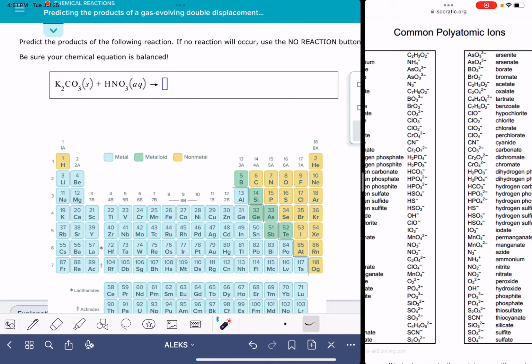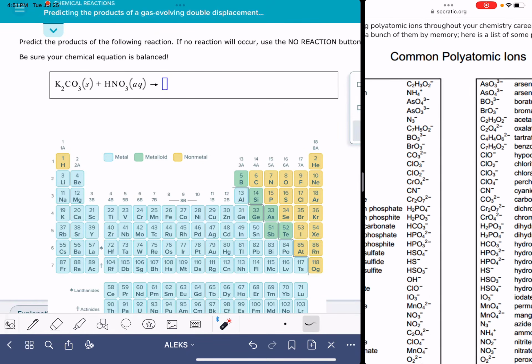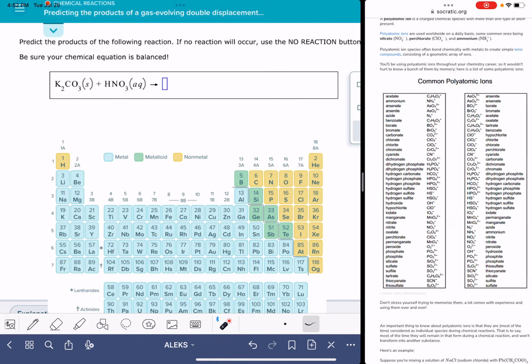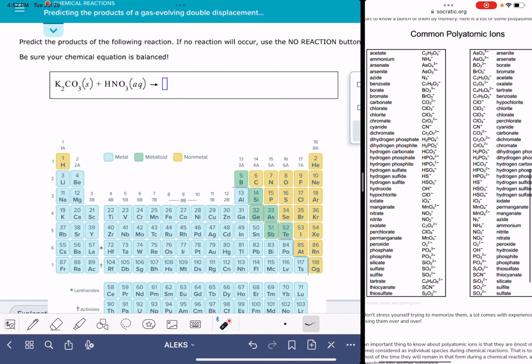In this video, I'll help you solve the ALEKS problem called predicting the products of a gas-evolving double displacement reaction. To help you solve this problem, you're probably going to want to have access to a table of polyatomic ions. I recommend the table from the website socratic.org. You may also want to have access to a periodic table.